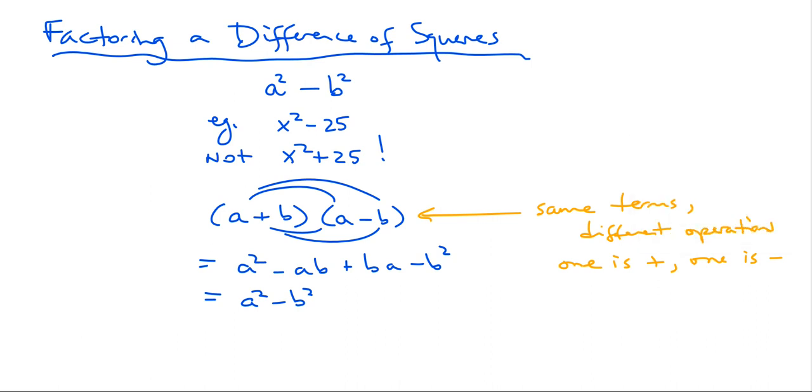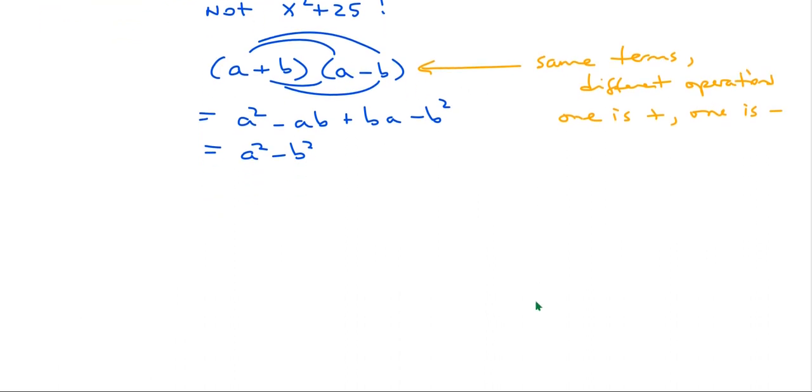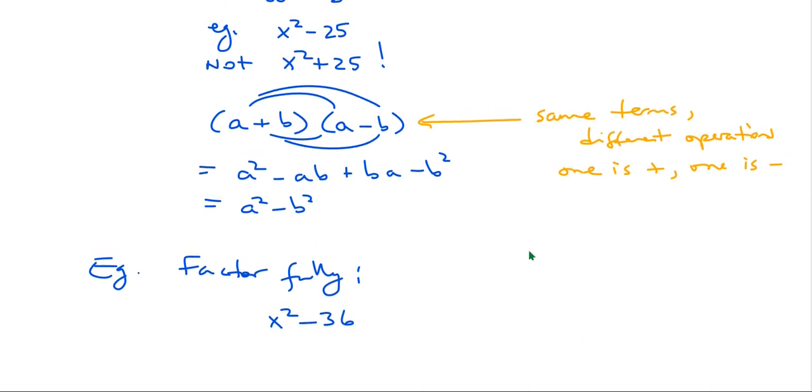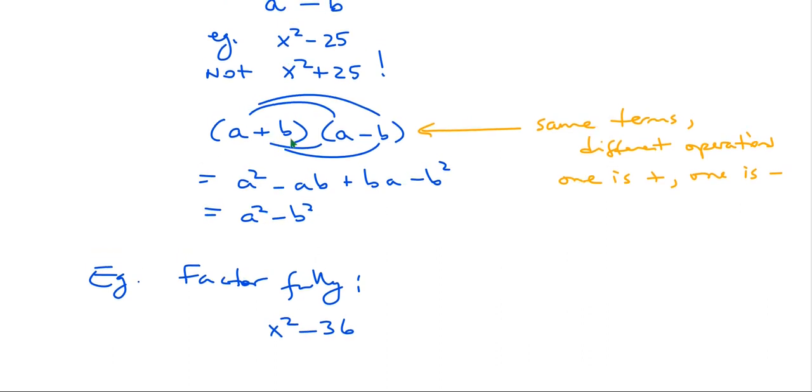So let's just do some examples of factoring. So we know that factoring is the opposite of expanding. So suppose I asked you to factor fully, okay, and I give you x squared minus 36, right? So if we look at the example with the a squared minus b squared, what happens is the two brackets are the a plus b and the a minus b. We're just going to go backwards. So we just need to know what is the a and what is the b.